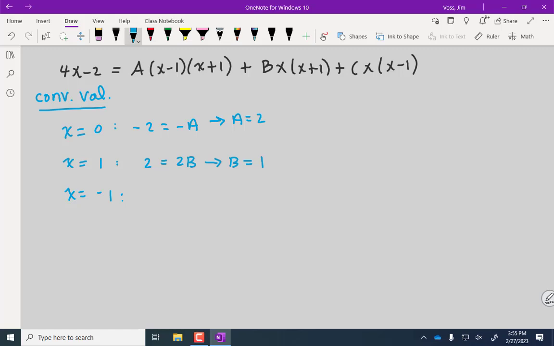Plug in -1. On the left, we get -6. On the right, plugging in -1, gone, gone, -1 in there and there. So -2 times -1 is +2. So we get 2c. All right, any confusion?